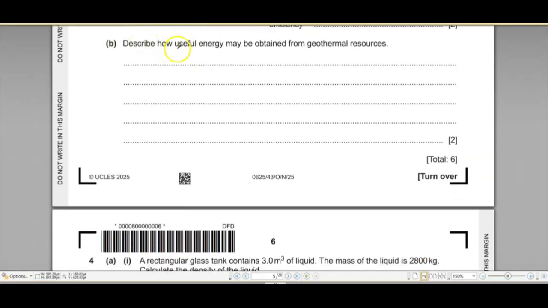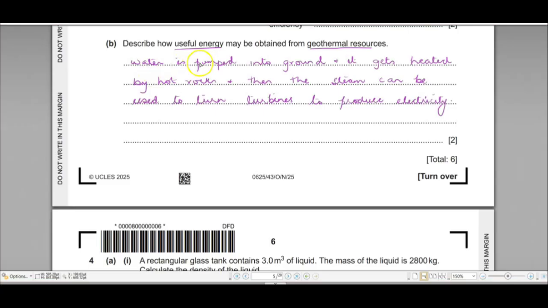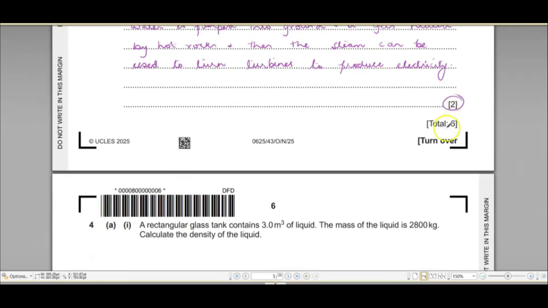Okay, B. Describe how useful energy may be obtained from geothermal resources. Now, geothermal resources are the ones in which you use the energy from the hot rocks that are present inside the surface of the earth. So what we do is that we pour water over these hot rocks, and that water is converted into steam, and that steam is actually used to run turbines to produce electricity, right? So I'm going to write this process. We can write: water is pumped into ground and it gets heated by hot rocks, and then the steam can be used to turn turbines to produce electricity. Write this down and you are going to get your 2 marks.